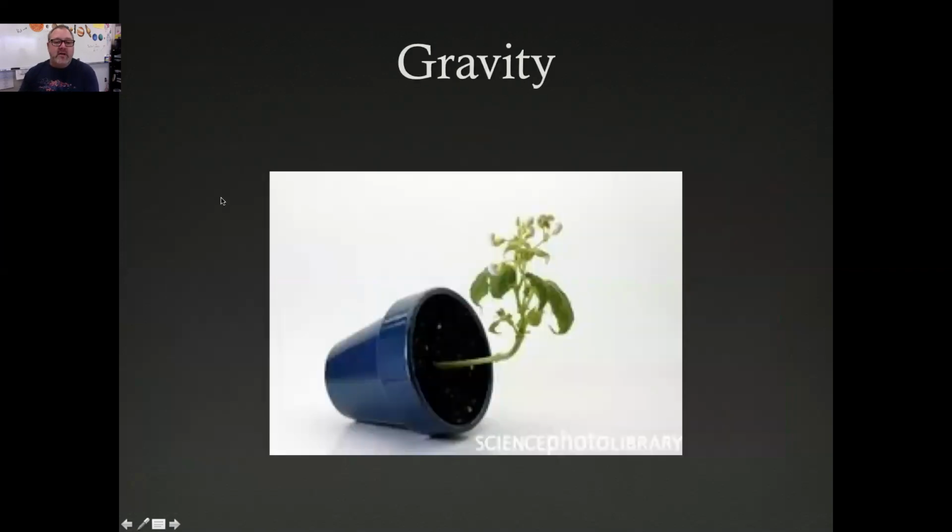Gravity is another thing that causes plants to respond to stimuli. Plants will grow up towards the light, and they don't necessarily know where the sun is. You could take a plant and put it in a relatively dark room or someplace where there's light coming from all around, and tip it sideways, and it's going to start growing up against gravity.